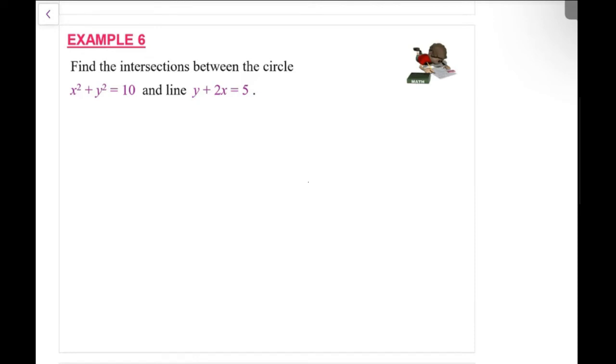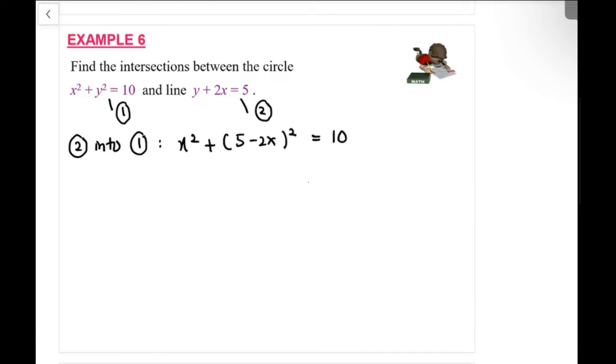Next, we have to find the intersection between the circle and the line. So we have first one, the equation of the circle, I label as the first equation. Next, the equation of a line, I label it as the second equation. From here, we have to find the intersection point. In this case, we have to use the substitution method. So I just substitute the second equation into the first equation first, and we will obtain x squared plus (5 minus 2x) squared equal to 10.